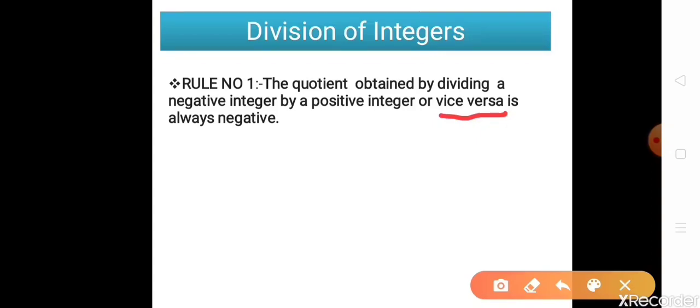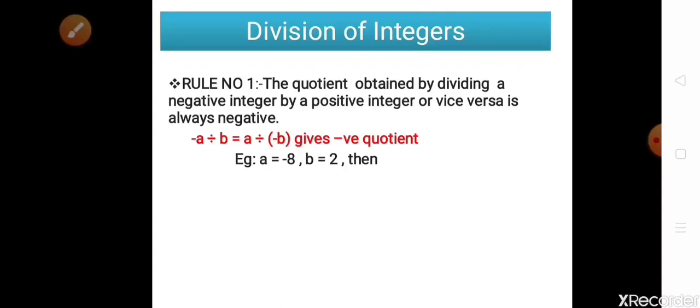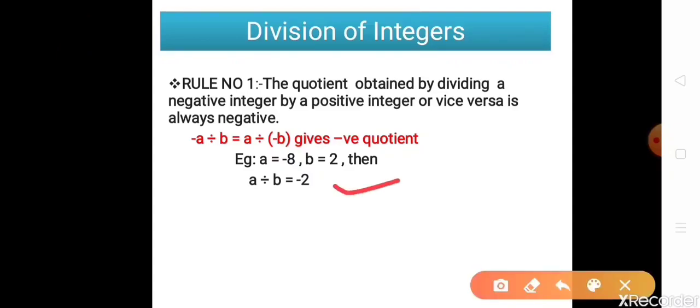Okay, so mathematically if you want to express this, it will come up to be minus a divided by b equal to a divided by minus b, which will give you a negative quotient. So we will take one example also here. Suppose a is minus 8 and b equal to 4, then a divided by b is going to give you minus 2, which is a negative integer.